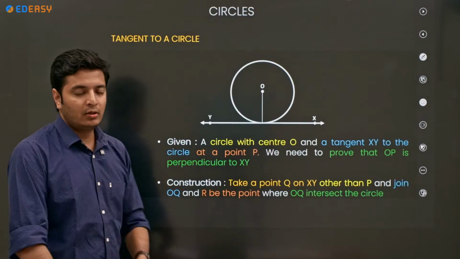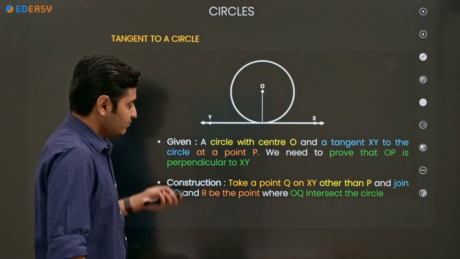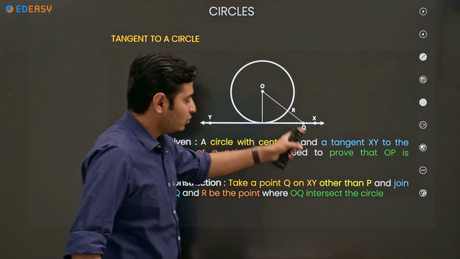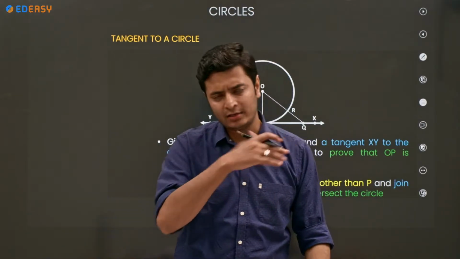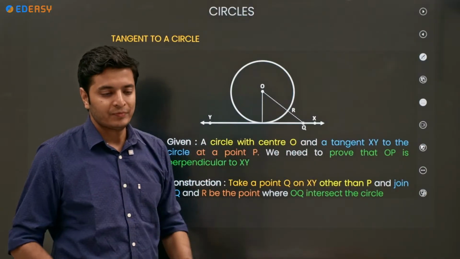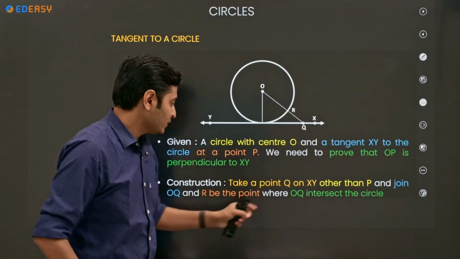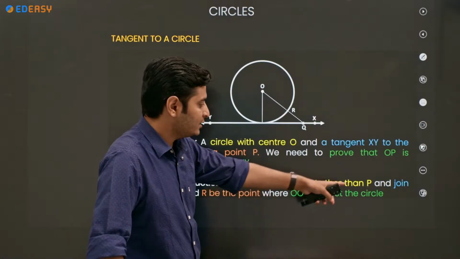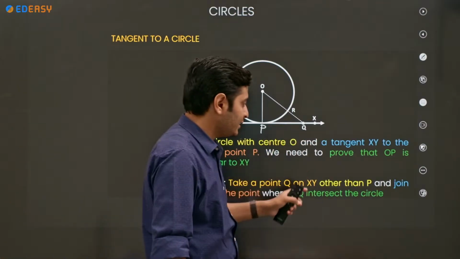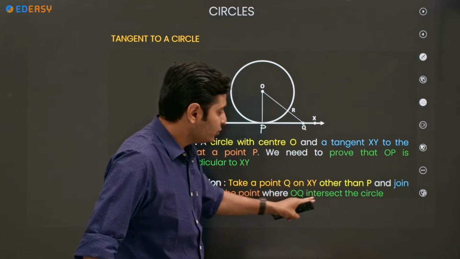Construction. What type of construction are we doing here? See, one thing is that I'm going to draw a line segment like this. So Q will be a point on the line, you can consider it to be anywhere. This side doesn't matter. So Q will be a point which is on the line XY. Take a point Q on the line XY other than P. So this is P. So other than P, you can consider any point Q anywhere on this line and join OQ, and R be the point where OQ intersects the circle.